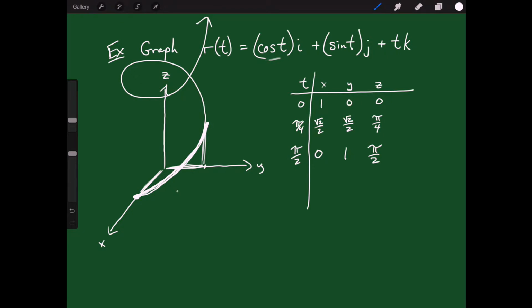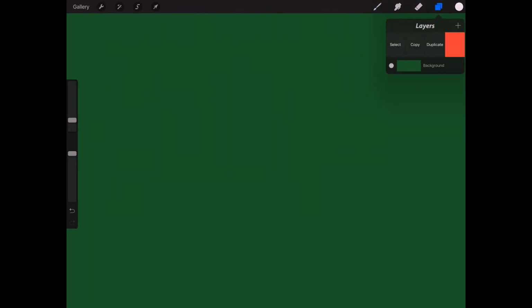Okay, so if vector valued functions are indeed functions, then we should be able to use calculus on these functions. For example, we should be able to take, let's say, the limit of a vector valued function.